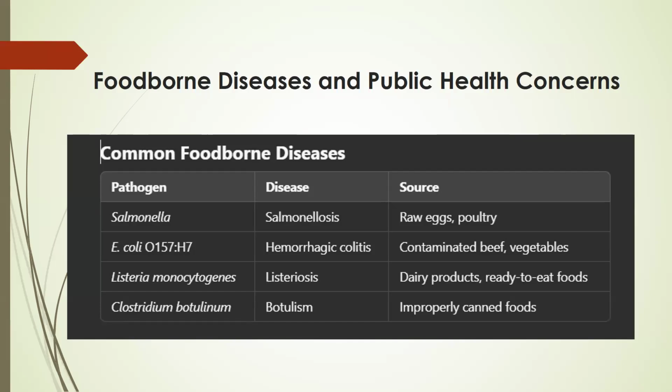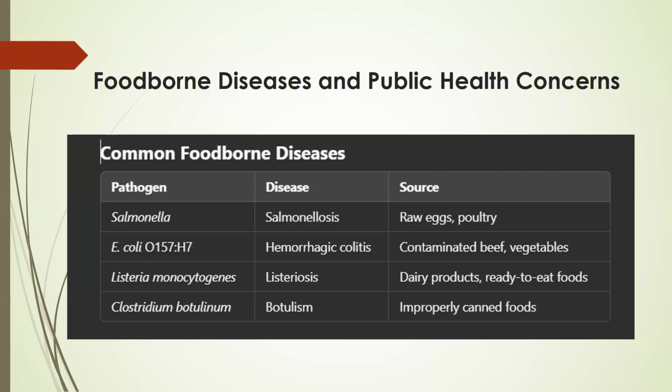They can cause hemorrhagic colitis. And you can obtain this organism, you can eat it with your contaminated beef or contaminated vegetables. Listeria monocytogenes causes listeriosis. This can be obtained from dairy products and other ready-to-eat food like vegetables, like salads.